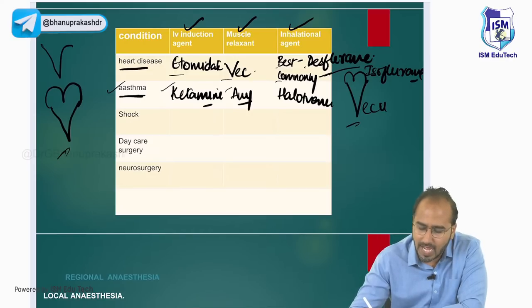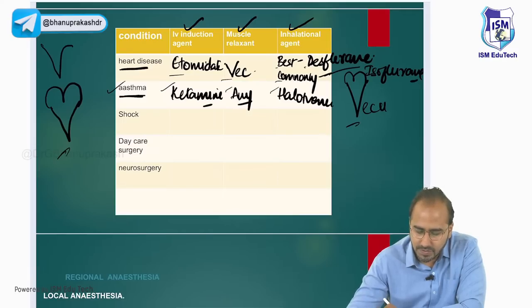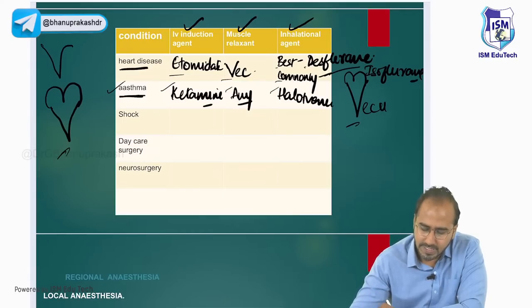Then I will give halothane for maintaining his unconsciousness, right? So remember, the inhalational agent of choice in asthma is halothane. Next, guys, shock. For shock, what is the IV induction agent of choice?